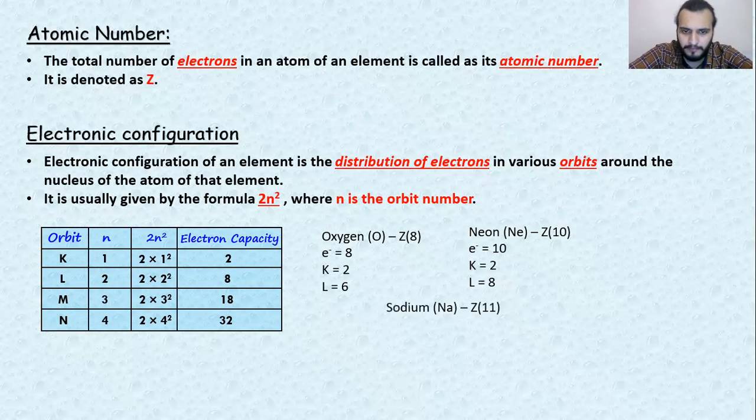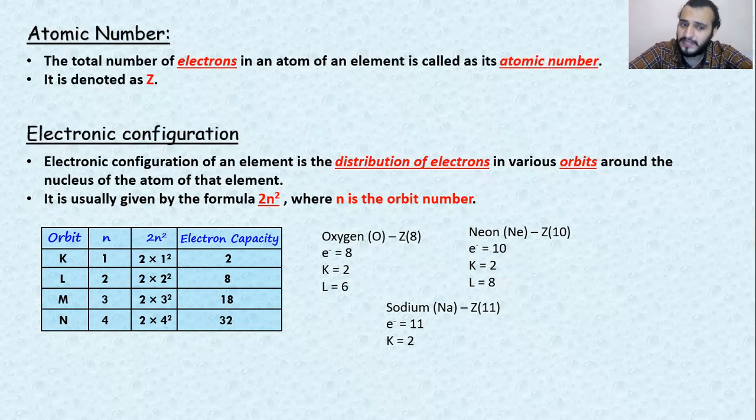One more example, that is sodium, atomic number 11. Again, similarly, we'll try to fill this also. Capacity, okay, atomic number 11, so it will have 11 electrons. Out of 11, 2 electrons will occupy the first shell, so K equals 2. Then out of 11, 2 electrons occupy the first shell, so now there are 9 electrons.